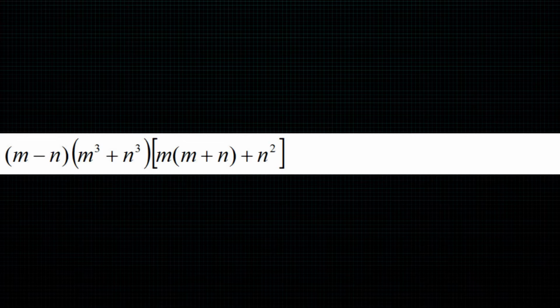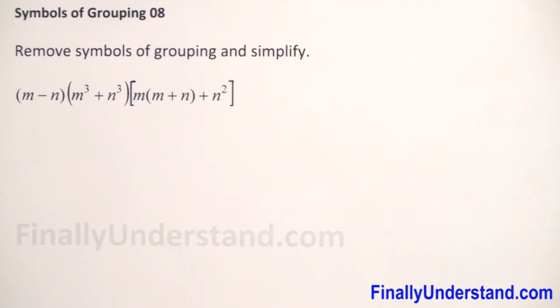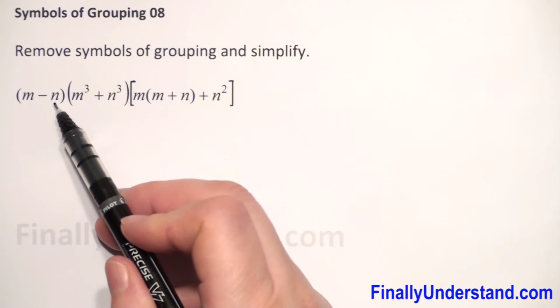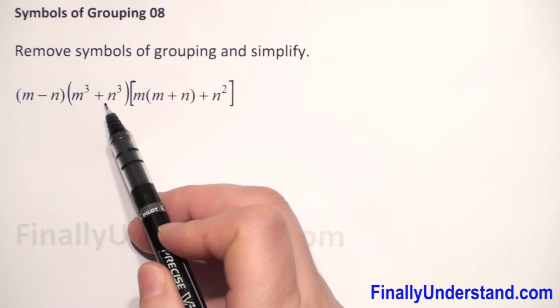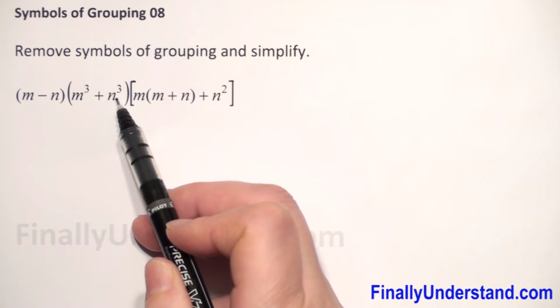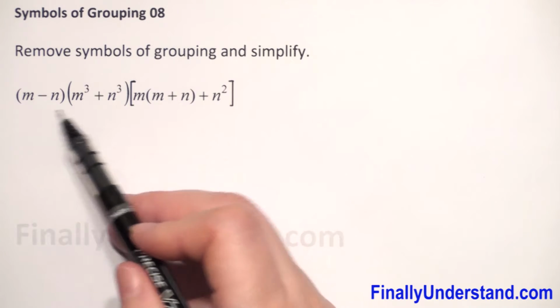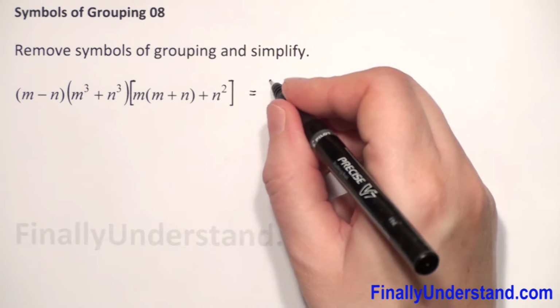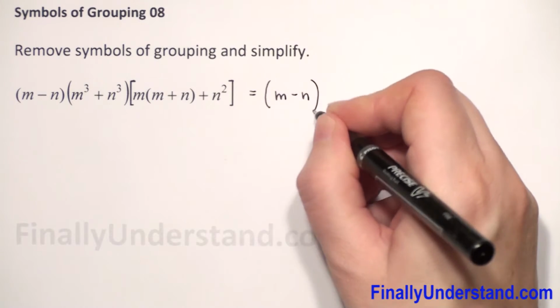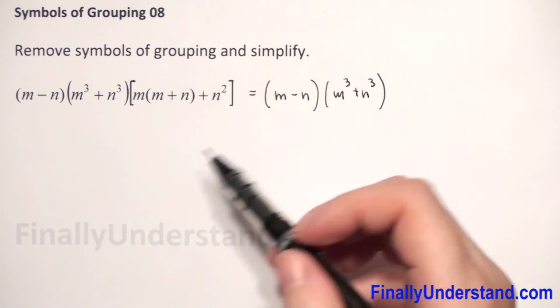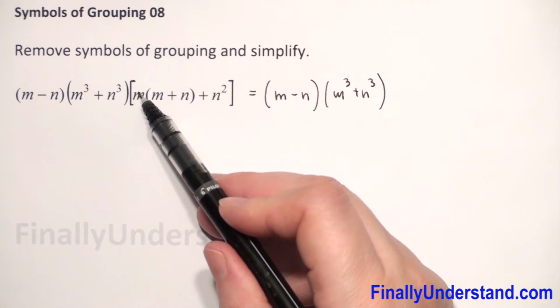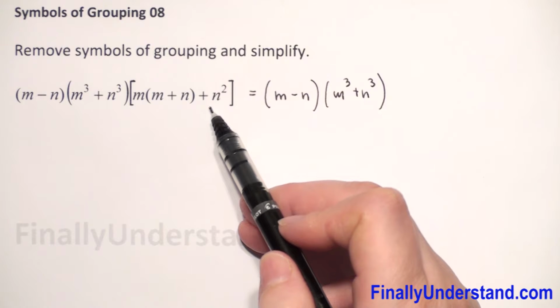In this example, we have parentheses and we have brackets. First, we have to do our operation, which we can do in the parentheses. We have m minus n, different terms, so we cannot do anything. We have m cube plus n cube, so we cannot do anything. So first, I will rewrite these two parentheses: m cube plus n cube, and next we will check what we can do in the brackets.